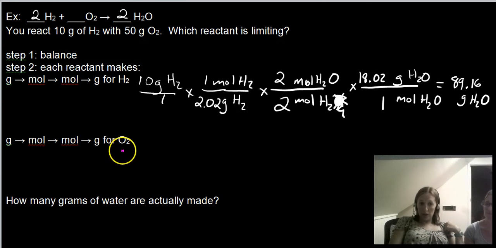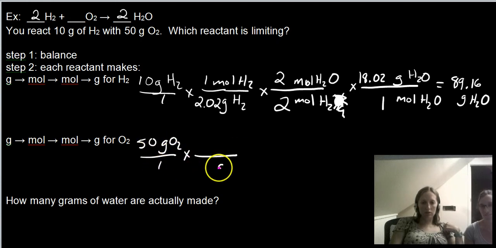So I'm pretty sure that hydrogen is the one that is wrong, which means that it's in excess. But we're going to do this one too, because we love math. 50 grams of oxygen.